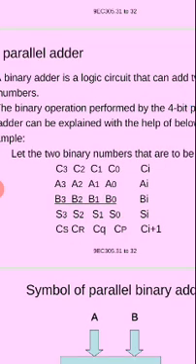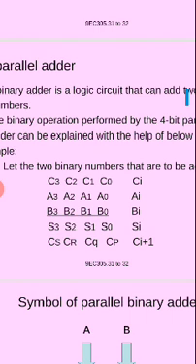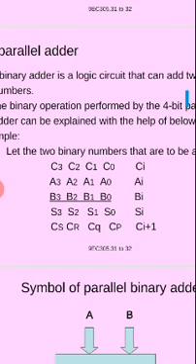Let the two binary numbers that are to be added be A3, A2, A1, A0 and B3, B2, B1, B0, with sum S3, S2, S1, S0 and carries CS, CR, CQ, CP.